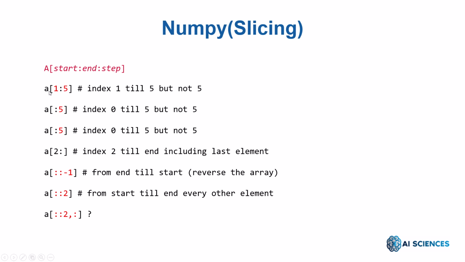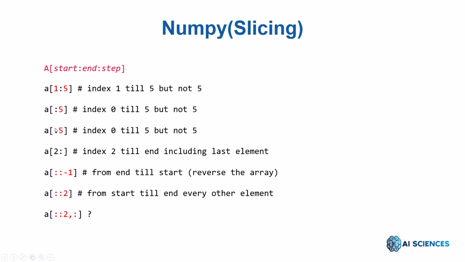So for example, if A is a NumPy array, then index 1 colon 5 means start from 1, take the step of 1 and move till 5, but not include 5. So it will include the indices 1, 2, 3, and 4. Then if we do not supply the start value, it is assumed to be 0. So start from 0, go till 5, but do not include 5.